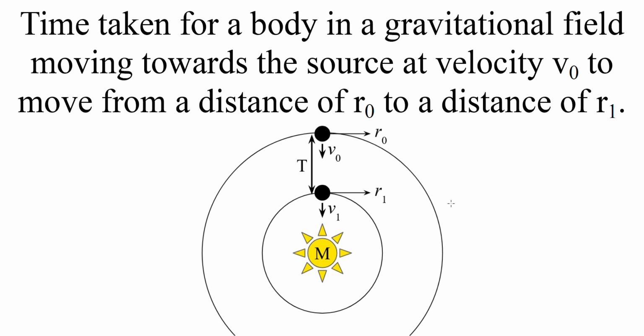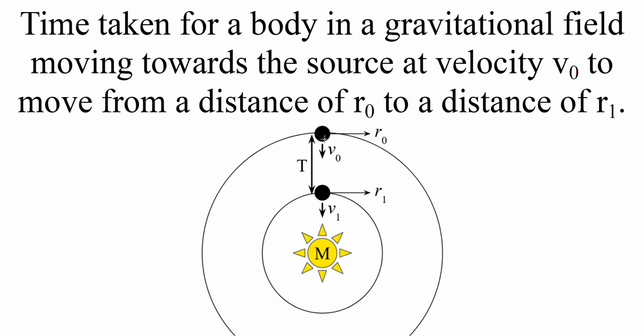So it's a physics derivation, and it's about, as you can see here, the time taken for a body in a gravitational field moving towards the source at velocity v0 to move from a distance of r0 to a distance of r1. So basically we have a body over here, and make sure that the body's mass is negligible compared to the source mass, which we're going to denote by capital M. Its initial velocity is v0 and it's towards the source mass, and it is at a distance of r0 from the center of the source mass.